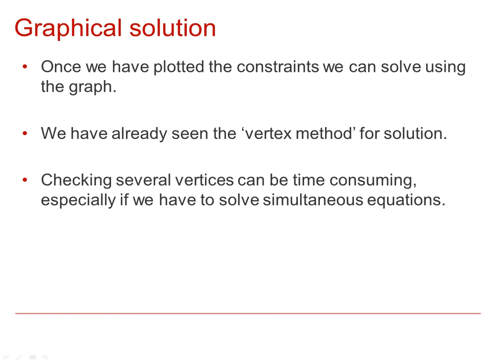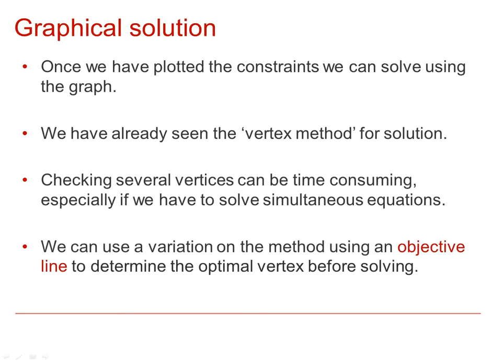Remember, if you do use a calculator, that you must show the equations that you are solving in your solution to gain credit for the solution. So what we'd really like to do now is to decide, instead of checking several vertices by doing this sort of method, can we decide which of the vertices is the optimum one before we do the simultaneous equation work? And this is what we call the objective line method.